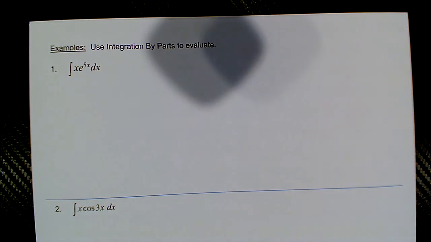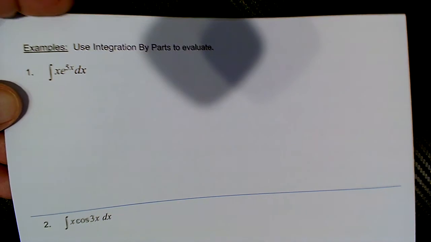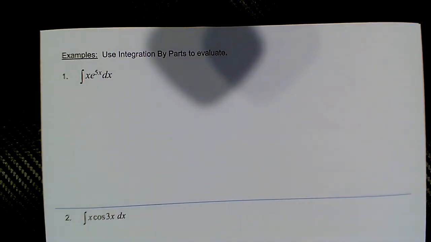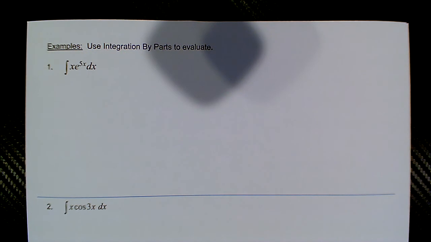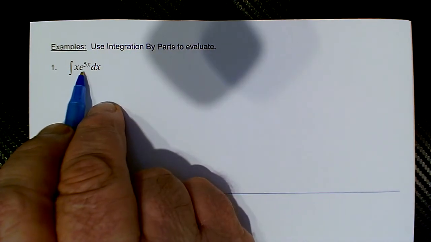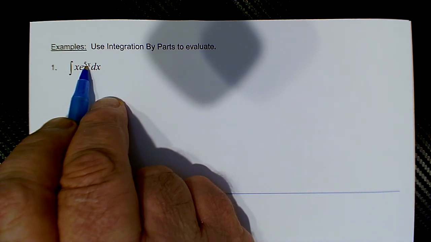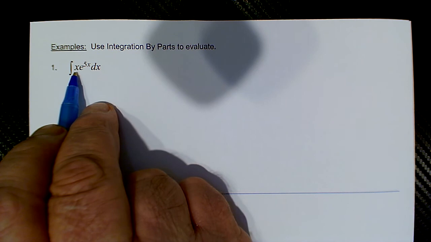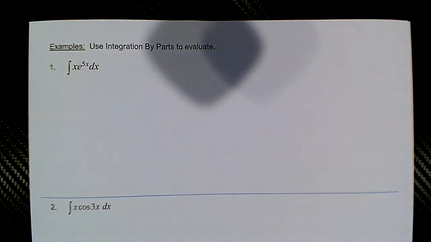So the first one, x e to the 5x. Now, I'm going to tell you to use integration by parts to evaluate, but you would know because, like we did earlier, e to the 5x, we would try to fit the form of e to the u, but our du is just 5dx, and this extra x variable is what's stopping us from fitting the basic integration formula. So we have to choose our u and our dv.